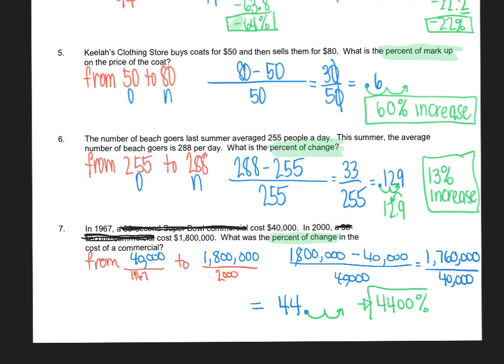4,400%. And this makes sense because if you think about 100% change, that's doubling, right? Doubling would be 40,000 to 80,000. We went from 40,000 to $1.8 million. So this is going to be a huge rate of change or percent change, and this is going to be a huge increase.